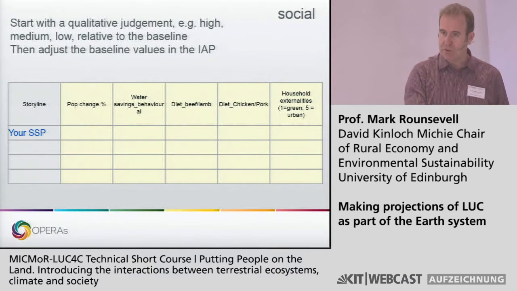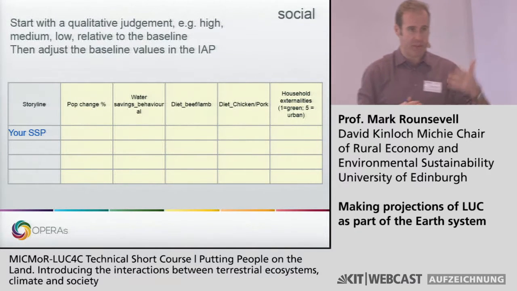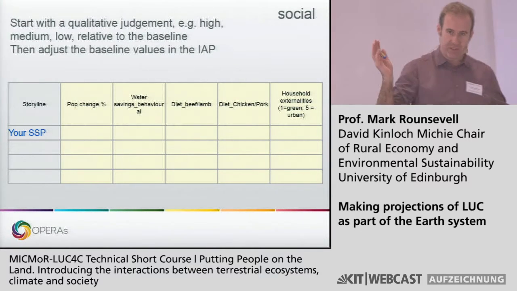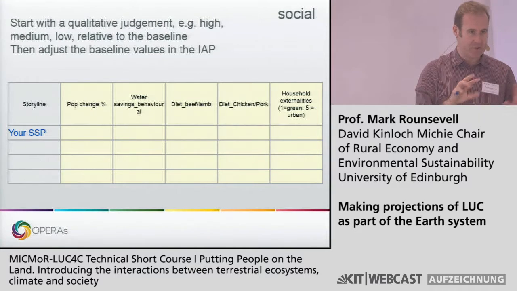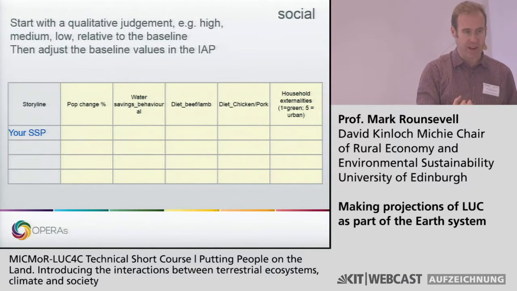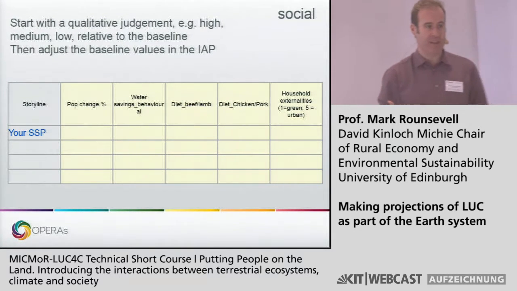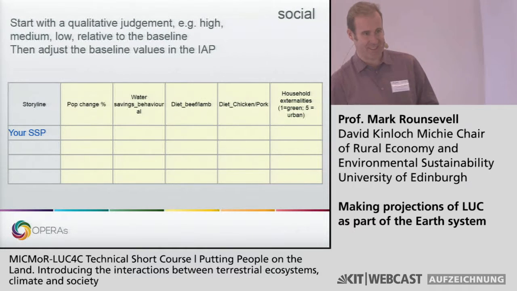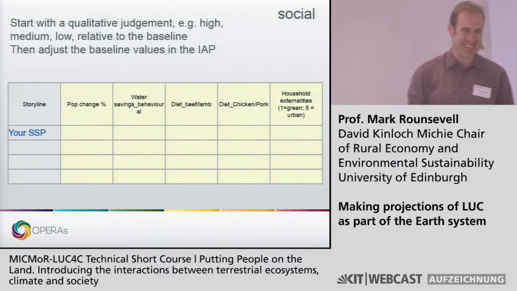So you can go through and first of all fill this out qualitatively. As I said, is population change high, medium, low, or you can give it a 1 to 5 scale, or you can go plus, plus, minus, minus, whatever you want to do. But it's all qualitative. And then you go through and come up with a value. What does high population growth mean? You might have to make some heroic guesses on this at times.